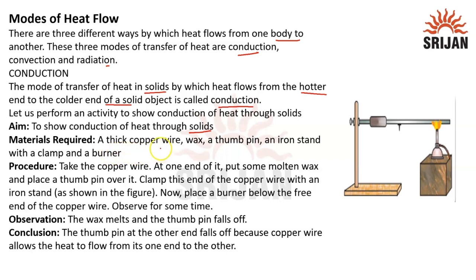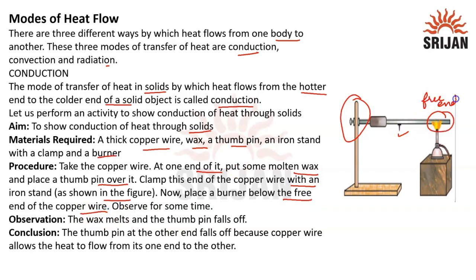For that, we require a thick copper wire, wax, a thumb pin, an iron stand with a clamp, and a burner. First of all, we have to take the copper wire. At one end of it, put some molten wax and place a thumb pin over it. So, here we have put it. Clamp this end of the copper wire with an iron stand. Here we have clamped this with the iron stand, and now place the burner below the free end of the copper wire. So we have placed a burner below the free end.